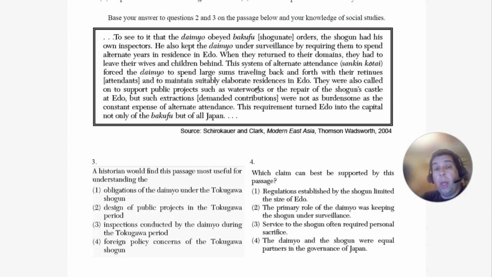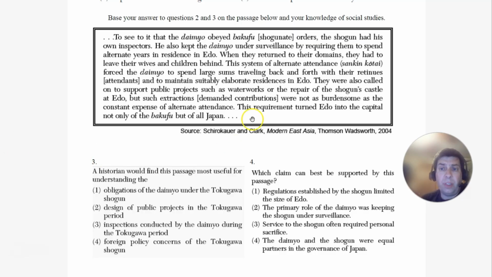I bet if you've gone and done this in your packet, or if you did it before you watched this part of the video, some people pick this because they do talk about public projects, but they're not talking about the design of them. I don't know anything about the design. I just know these projects existed here, okay? Inspections conducted by the daimyo during the Tokugawa period doesn't talk anything about that.